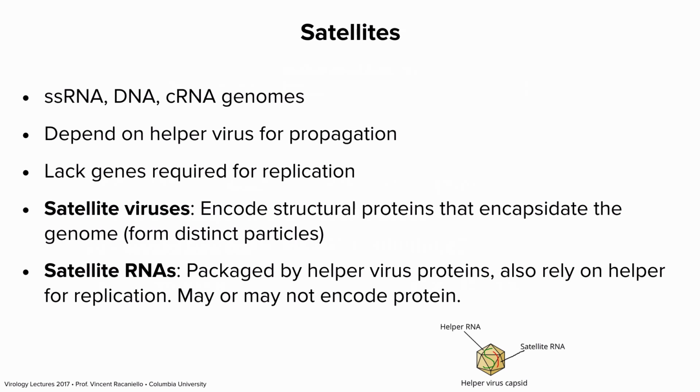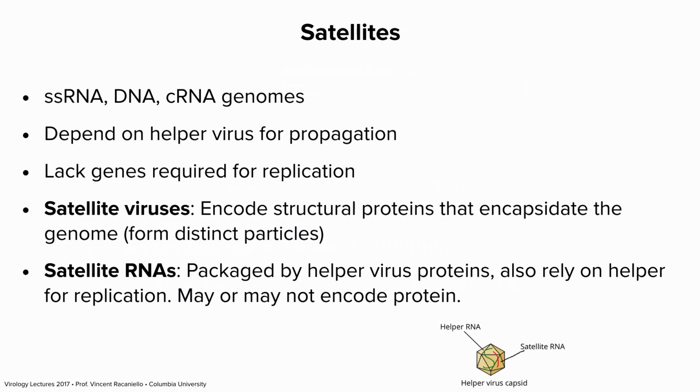And there are two kinds of satellites. There are satellite viruses, where the satellite genome actually encodes structural proteins that encapsulate the genome, so they make different particles from the helper. They still need a helper to do other things, but they can encapsulate their own genome. So we call them satellite viruses because they can make a particle. And then we have satellite RNAs, which don't encode capsid proteins. They're packaged by helper virus proteins. They also need other helper virus proteins in order to replicate. Some of these don't encode any protein, actually, but they are packaged in the helper virus capsid.